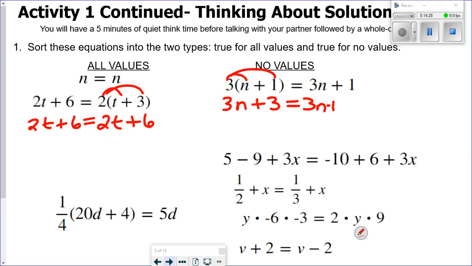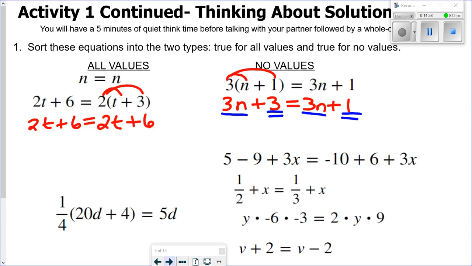Some of you may notice at this point that it belongs in the no values category because it's not completely equivalent on both sides. Yes, I have 3 n's that are the same. However, this plus 3 is not equivalent or balanced to this plus 1. So if you noticed it right then and there, you could stop and place this equation in the no values category.